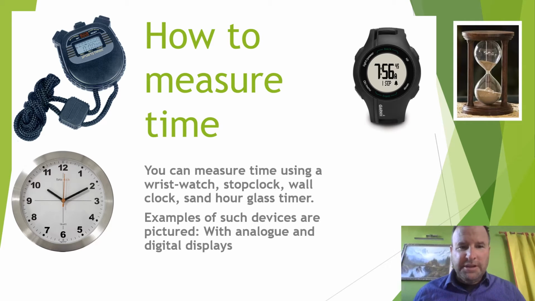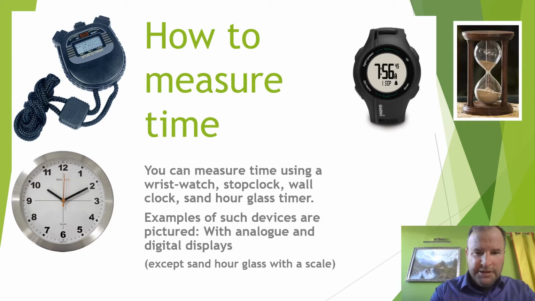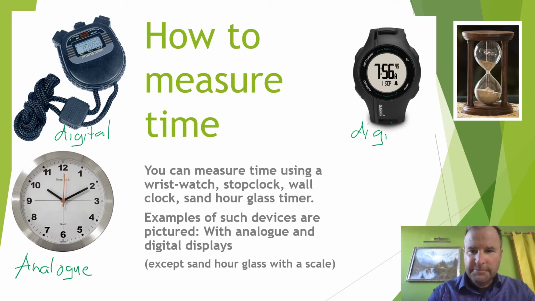You can see we've got an analog display and a digital display. I'll just point out, here's your analog. I'll write it down here in green. So here's analog, and here's a digital display. This is your digital stopwatch. Here's your wristwatch, which is digital. And then we've got a scale for this egg timer.